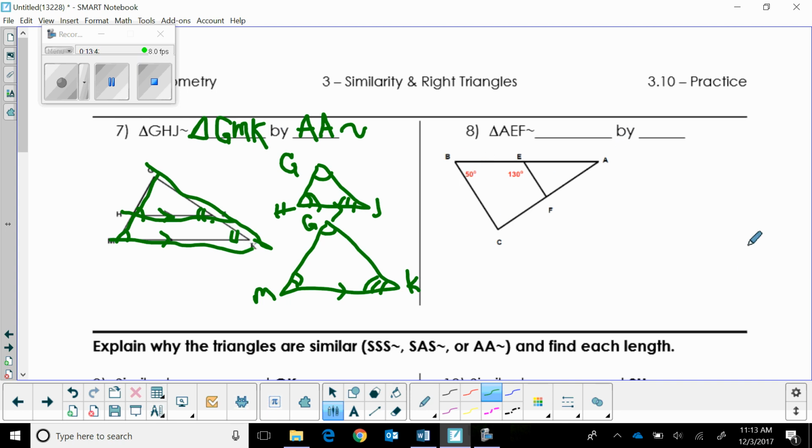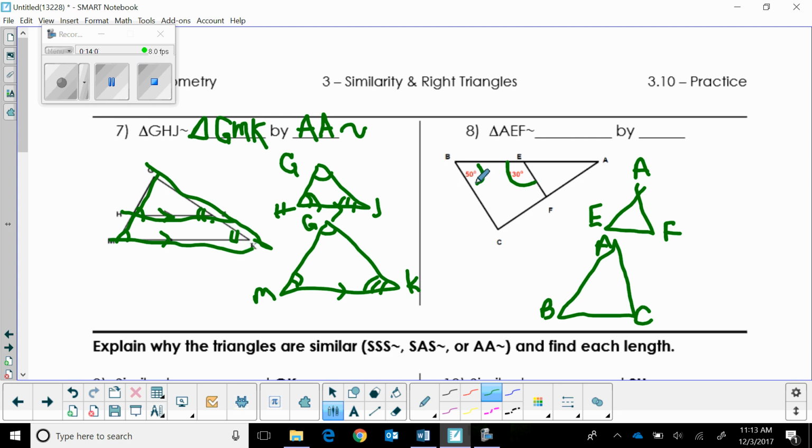So again, we have two overlapping triangles. So let's draw these. So I have A, E, and F. And then I have another triangle, a larger one. And this one's A, B, C. Now, all we're told is these two angles are 50 and 130. Well, what does that tell us? If these two angles are 50 and 130, that means these sides are parallel because those are consecutive interiors. So we can say EF is parallel to BC.